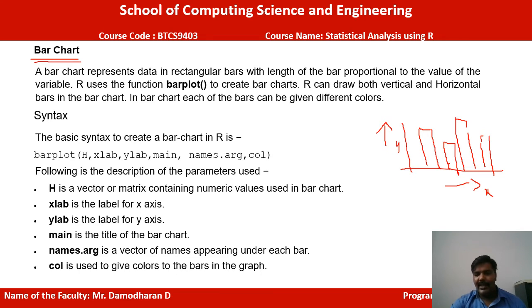Okay, so for this syntax we are going to see barplot. Earlier it was showing a simple chart, which is different. Here we use the command barplot. So h is our vector value. Then xlab, ylab, main, names.arg, then col. So these values will be loaded here. So h is our height value, xlab, ylab, and main are the labels.